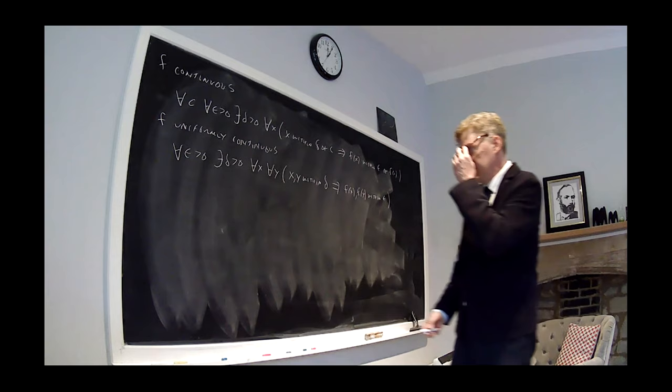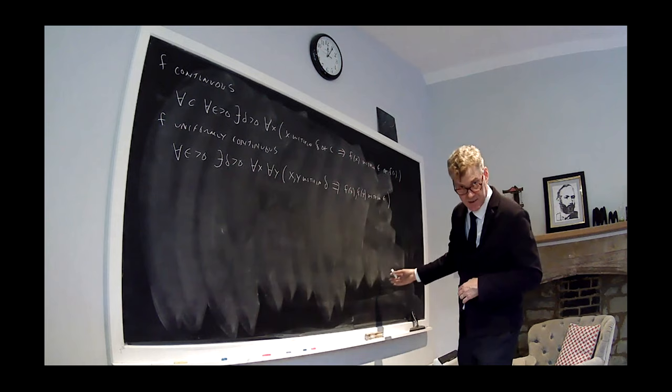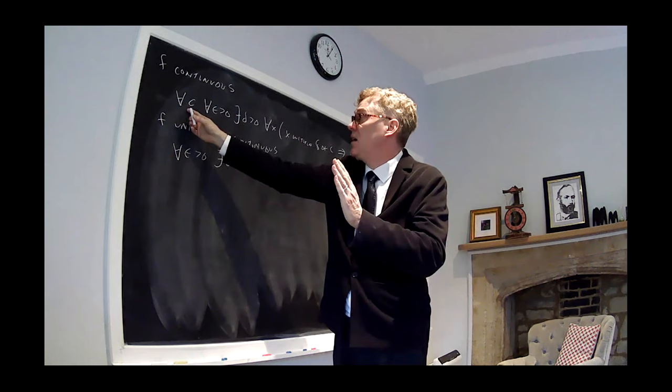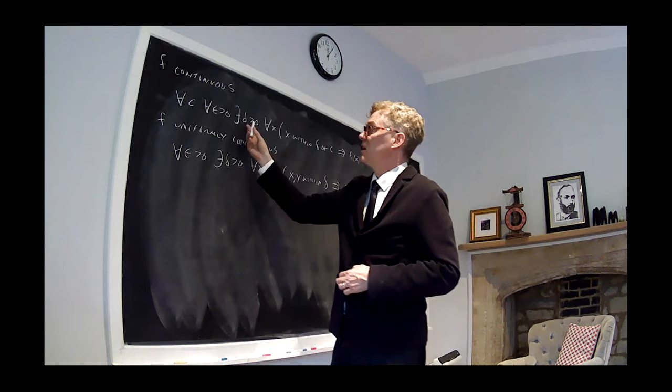The difference is that with uniform continuity, this delta has to be chosen solely on the basis of epsilon, and it has to work for all the x's and y's. But in continuity, I first fix the point C, and then epsilon, and then I get to pick delta. So delta can depend on C. With continuity, it's a slightly weaker requirement because the delta, the defender, can use a different delta depending on where you are on the curve.